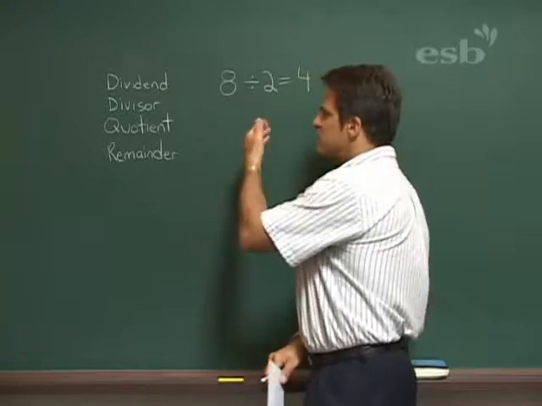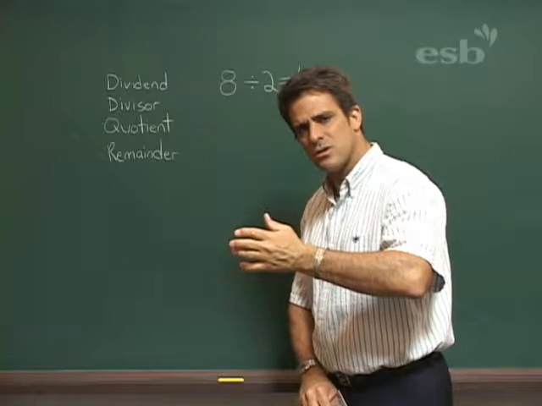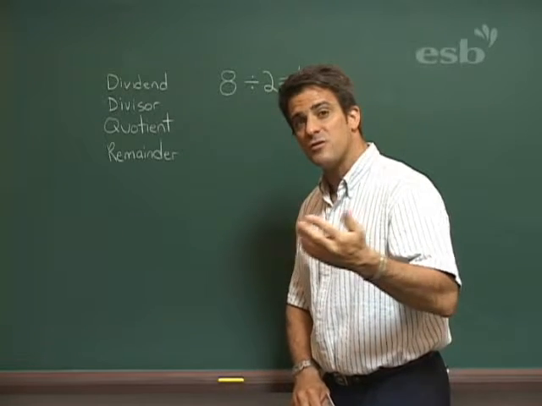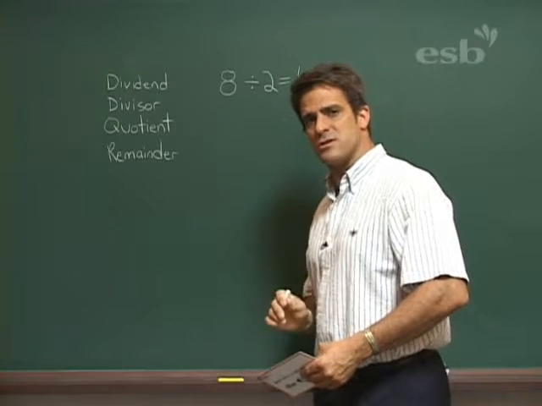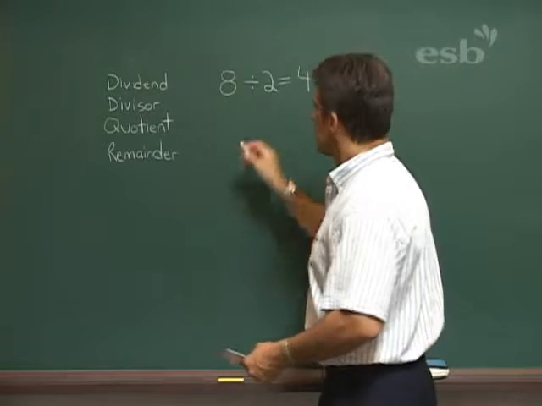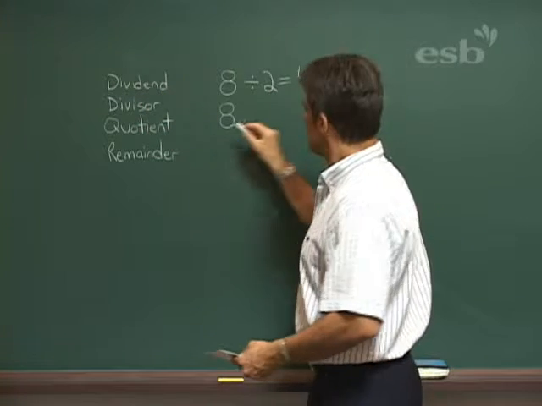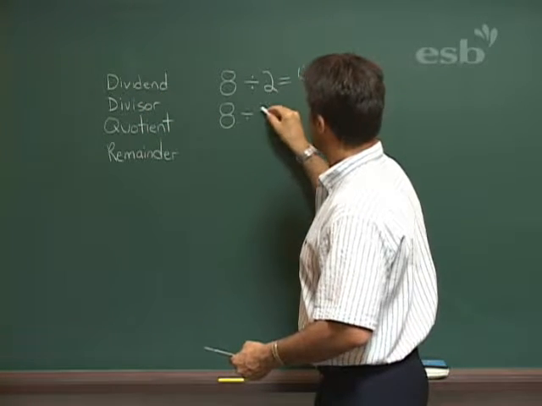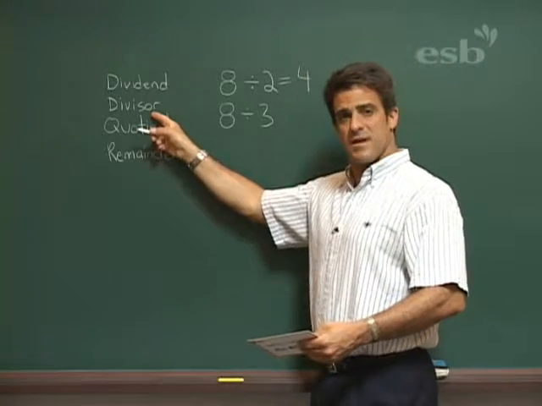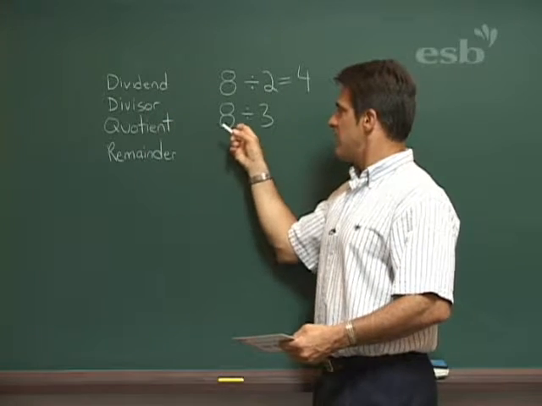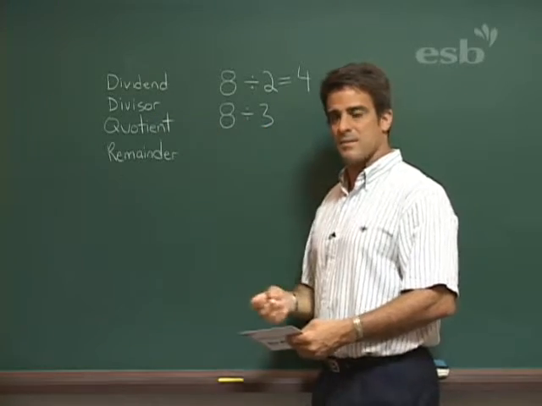What if we have a division question and there's an answer but some numbers left over? Let's take another look here. Let's do another division question. 8 is the dividend divided by 3. 3 is the divisor. 8 divided by 3, dividend 8, divisor 3.